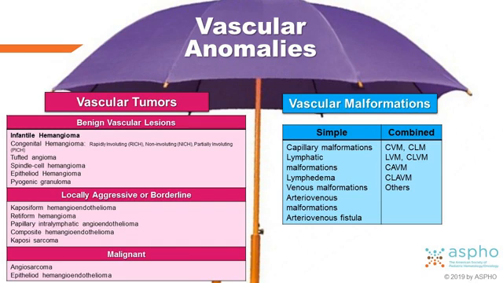Vascular anomaly is the umbrella term that covers all vascular tumors seen on the left and vascular malformations seen on the right. And while there are many vascular tumors, today we will focus just on infantile hemangiomas.